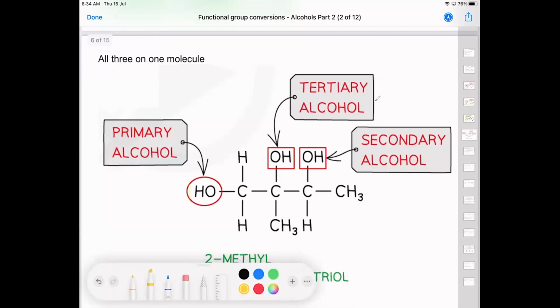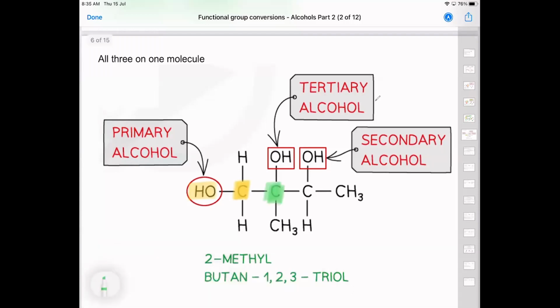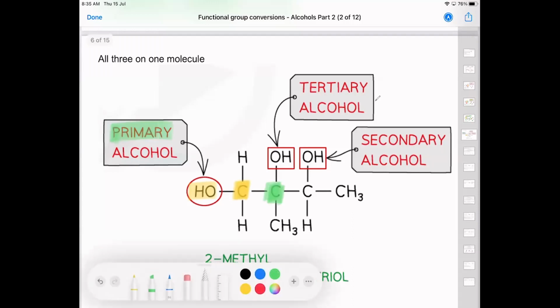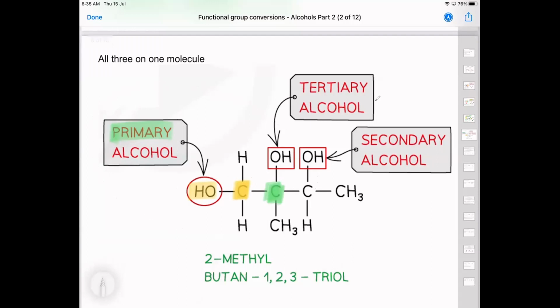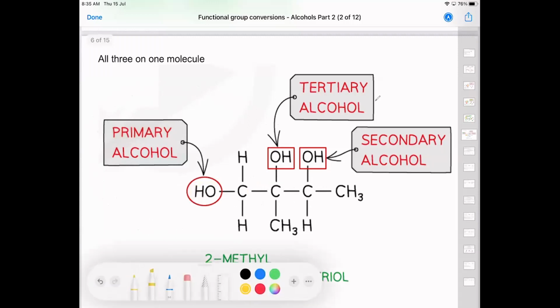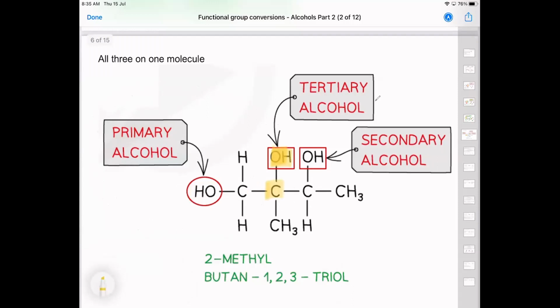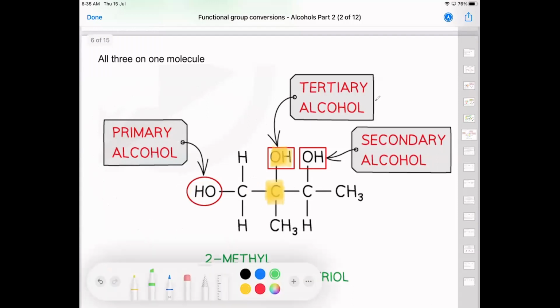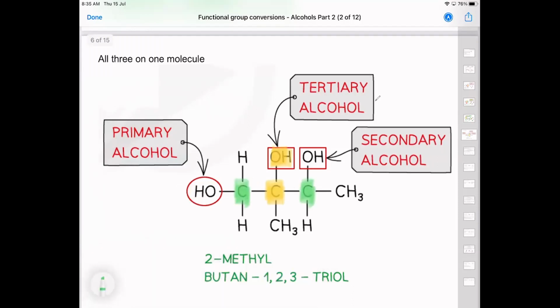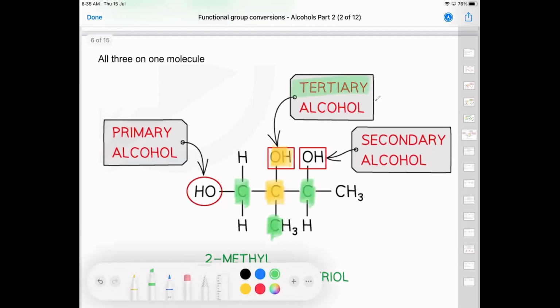So let's look at this first one. It's attached to that carbon, and that carbon is only attached to 1 other carbon. So that would be primary. So that's a primary alcohol. Then you can look at the second one. You can say this alcohol group here is attached to that carbon, and that carbon is attached to that carbon, and that carbon over there. Cool. So this one would be a tertiary alcohol.